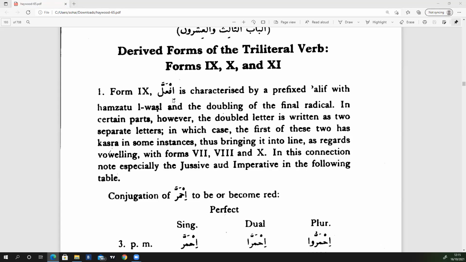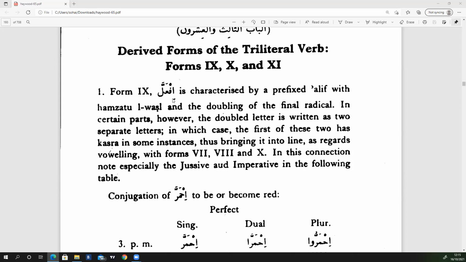So we're doing form 9, 10, and 11, and I think this is easier than the previous chapters because first of all, we are getting used to these words now. So we're kind of expecting additional letters and stuff like that, and we're not new to it anymore. Number two, some of it, like form 9, for example, we did something similar when we did adjectives for colors and defects.